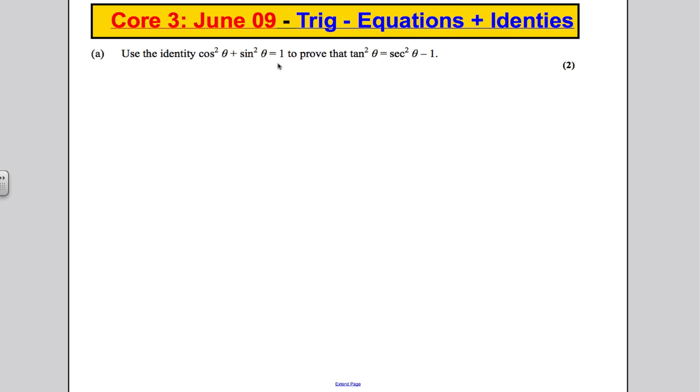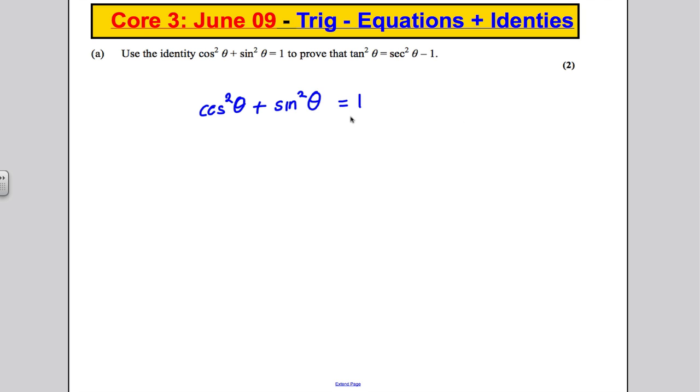Okay, part A. It says, use the identity cos squared plus sine squared is 1 to prove that tan squared is sec squared, subtract 1. So, these are always the same. Hopefully you have learnt these. They're very straightforward indeed. So cos squared plus sine squared is equal to 1.